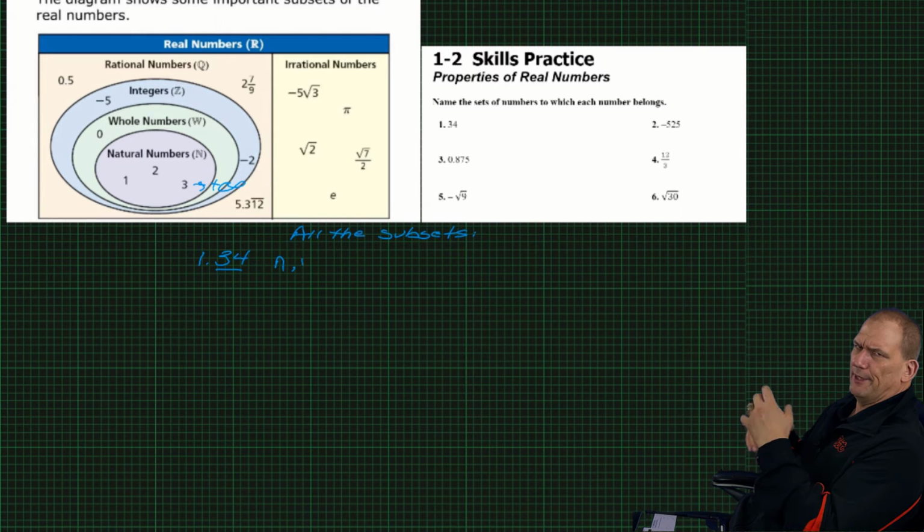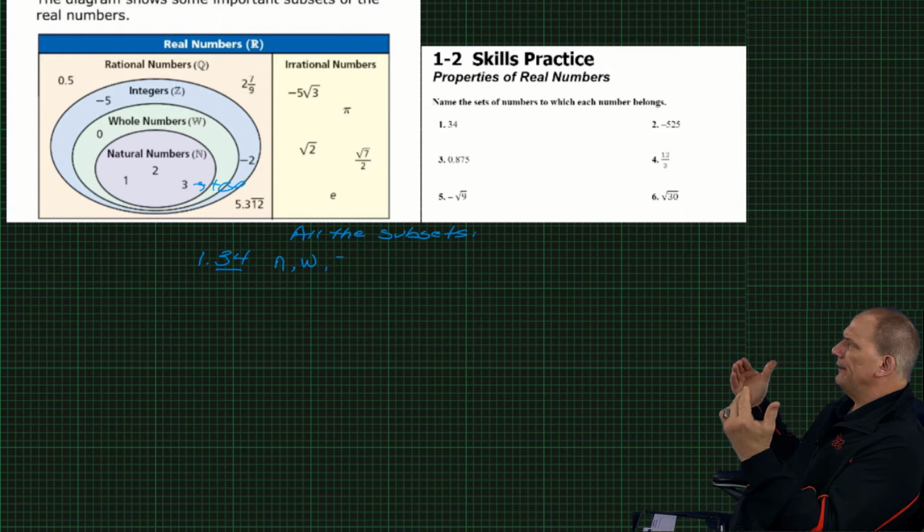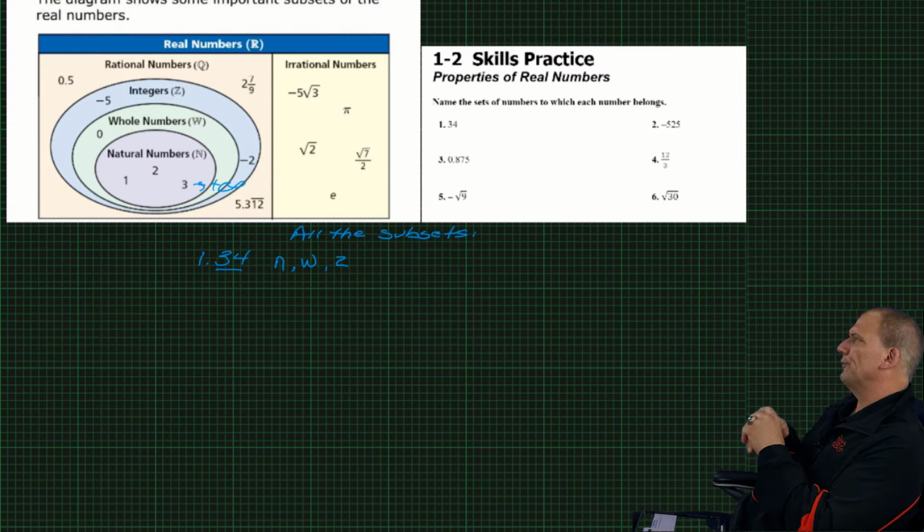And then of course you need the negative numbers. Those are integers. And then irrational and rational. Well, let's go through this. Let's look at number 34. If you count from 0 to positive infinity, you're going to hit 34. If you count from 1 to positive infinity, you're going to hit 34. So it is natural, it is whole, it is an integer, it is real, and it is rational. Those are all the things that it is.